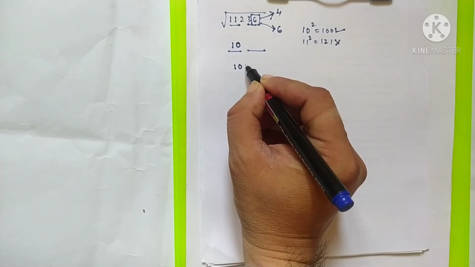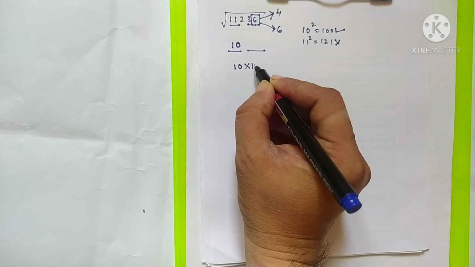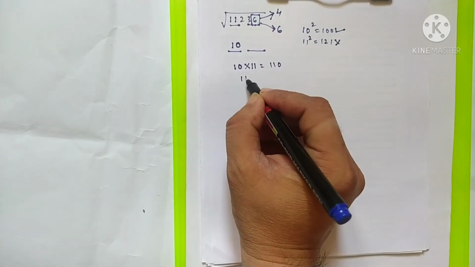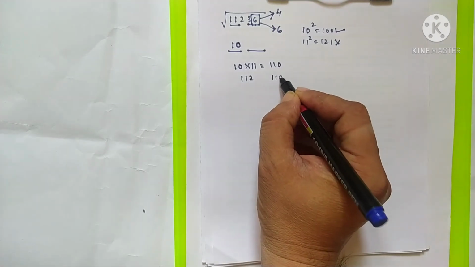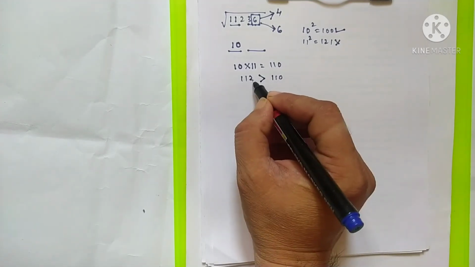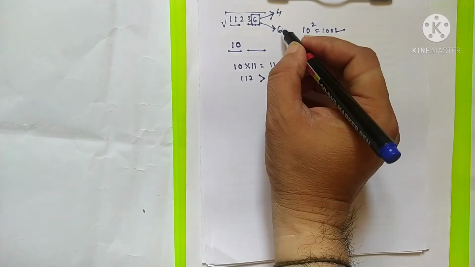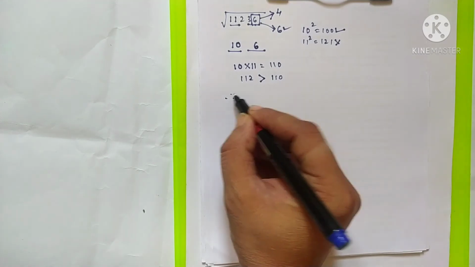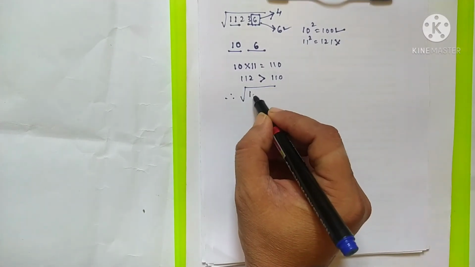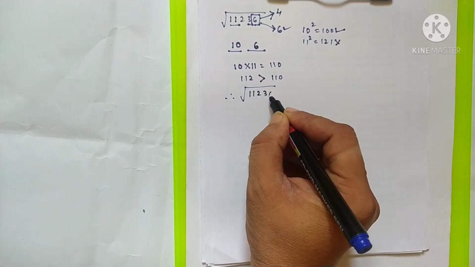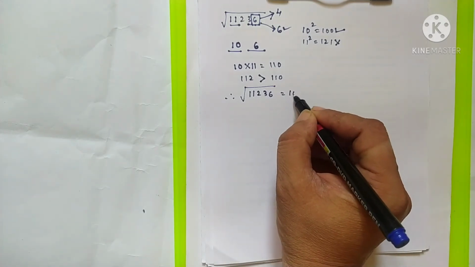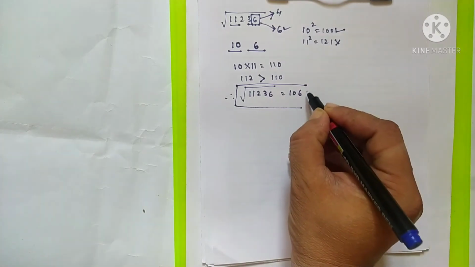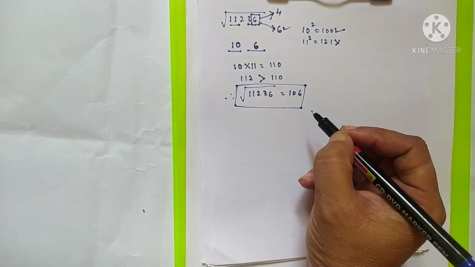Now taking 10 and multiplying it with its next number 11, the answer is 110. Comparing 112 with 110, you can see that 112 is bigger than 110. So choose the bigger digit. 6 comes in the units place. Therefore we say the answer: square root of 11236 is equal to 106. Very easy technique. You have to keep practicing again and again.